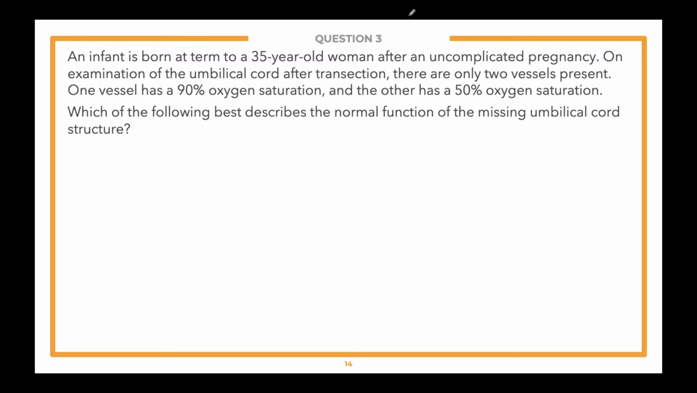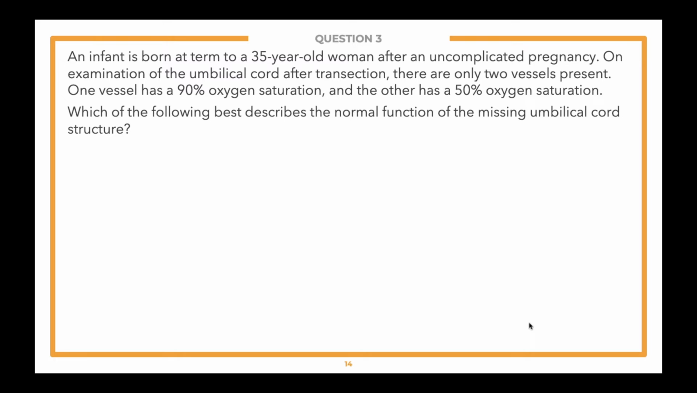Which of the following best describes the normal function of the missing umbilical cord structure? I'll give all of you a few seconds here to respond in the question box and let us know how many steps you believe this question will require. And then we'll move on to the vignette. All right, I see some of our veterans have started to respond. Let's go ahead and take a look at that vignette.